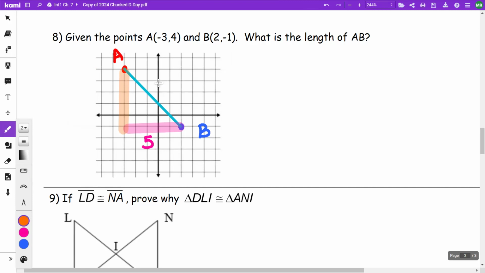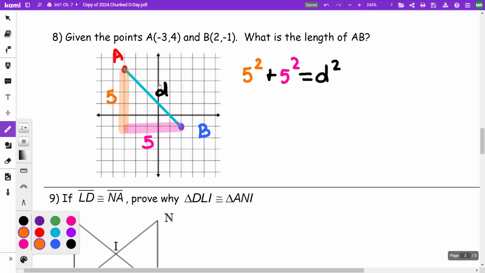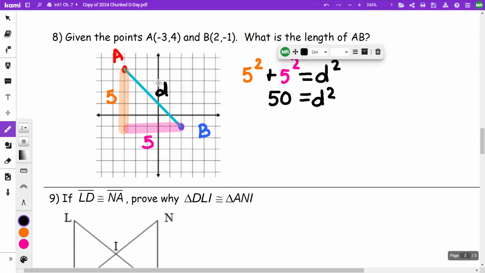I'm going to count 1, 2, 3, 4, 5. So in this situation, I'm going to do Pythagorean theorem. 5 squared plus 5 squared is equal to, I'm just going to call this D for distance squared. When I add those together, I get 50, 25 and 25. 50 is equal to D squared. I'm going to take the square root of 50. Okay, that's an acceptable answer.